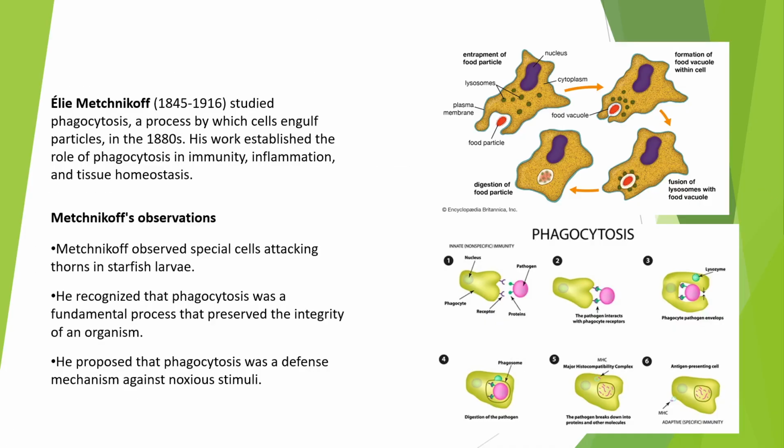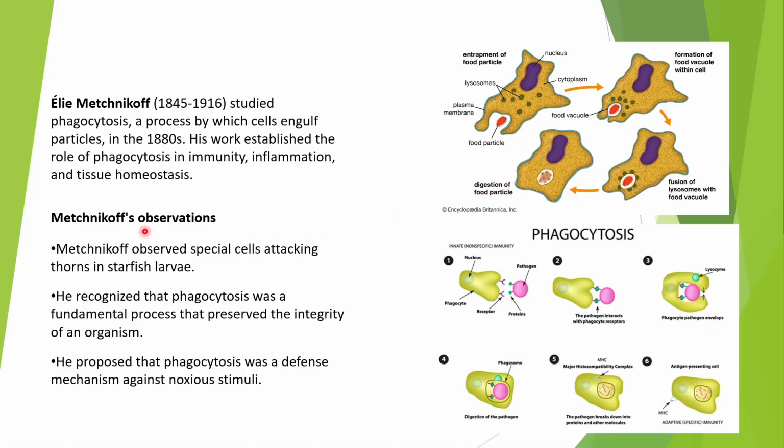Coming to the topics specific to the assignment questions. First, we will talk about Eli Mechnikov. Eli Mechnikov studied phagocytosis, a process by which cells engulf particles. This was done in the 1880s, and his work was to elucidate the role of phagocytosis in immunity and inflammation and other tissue homeostasis. So phagocytosis plays a role not only in immunity but also in tissue homeostasis.